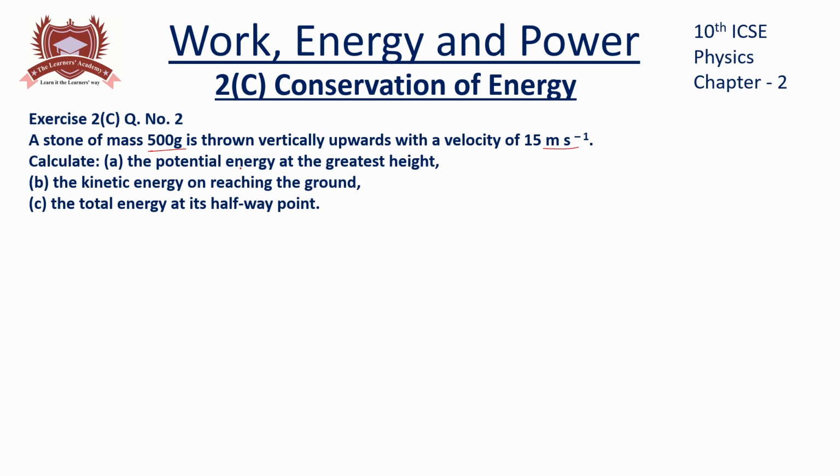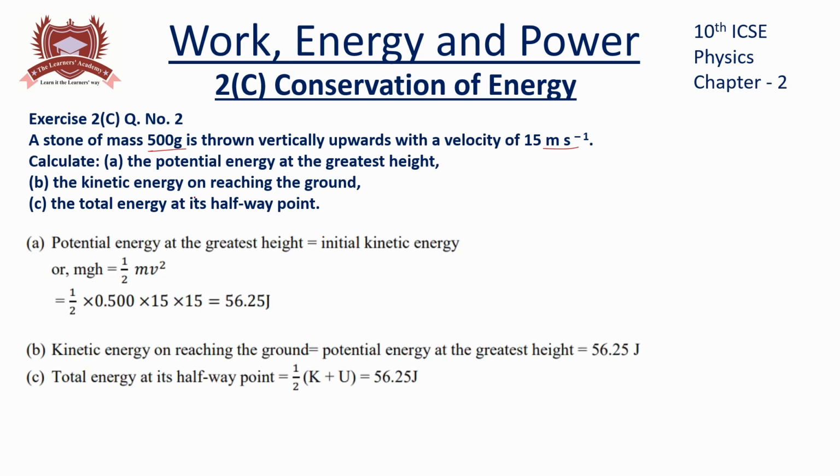We have to find the potential energy at the greatest height, the kinetic energy on reaching the ground, and the total energy at its halfway point. So let us check. First, the potential energy at the greatest height is equal to the initial kinetic energy. So mgh would be equal to half mv square. We know the value of m, we know the value of v. We put in these values and we end up getting 56.25 joules as our answer.